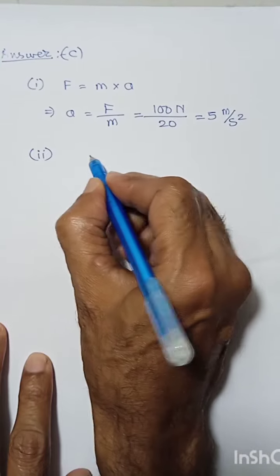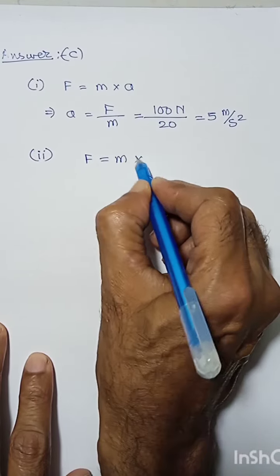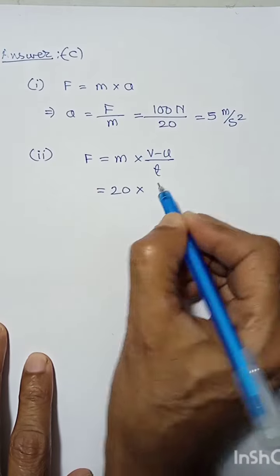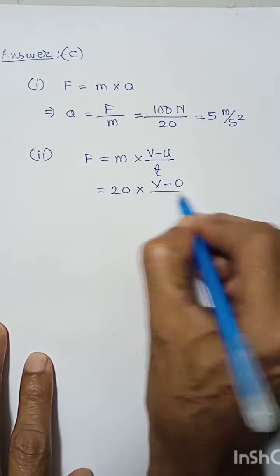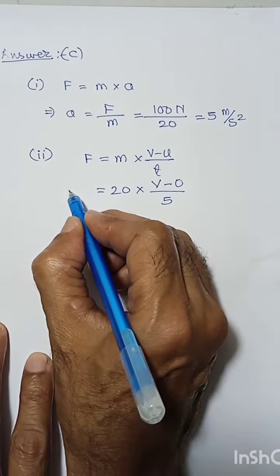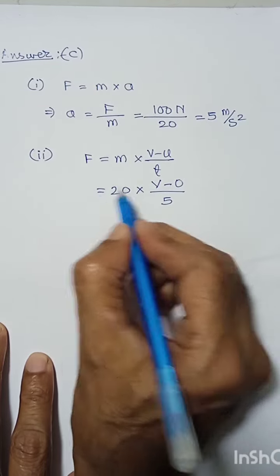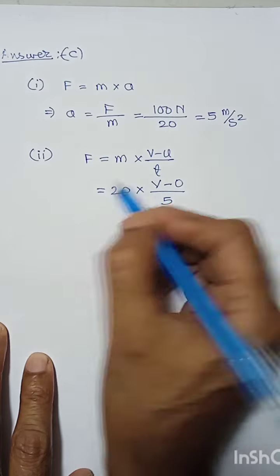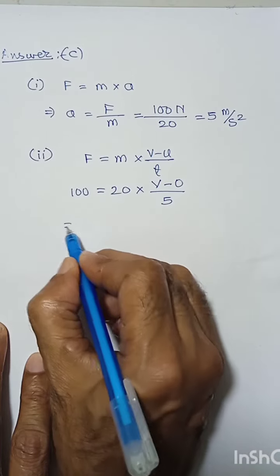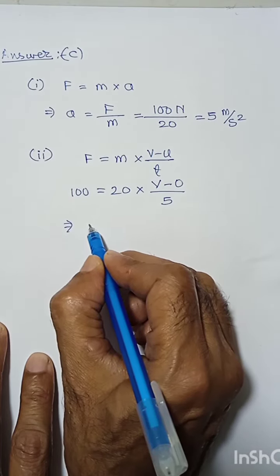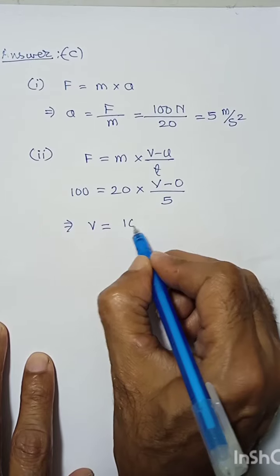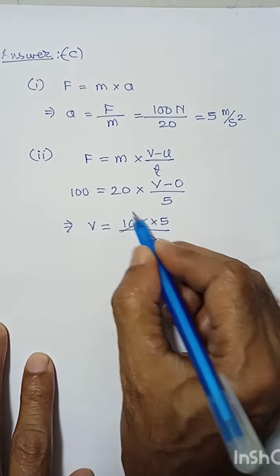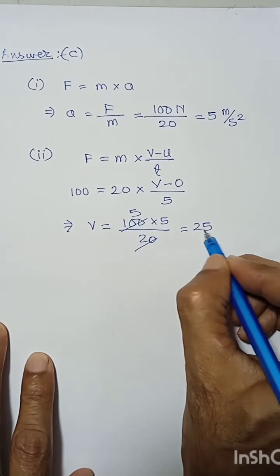Now second is velocity. So final velocity: force is equal to mass into (v minus u) by t. Now here mass is 20 kg, v is not given, u is 0, and time is 5 seconds. Force is given, that is 100 Newton. So this implies v is equal to 100 into 5 upon 20. This is equal to 25 meter per second.